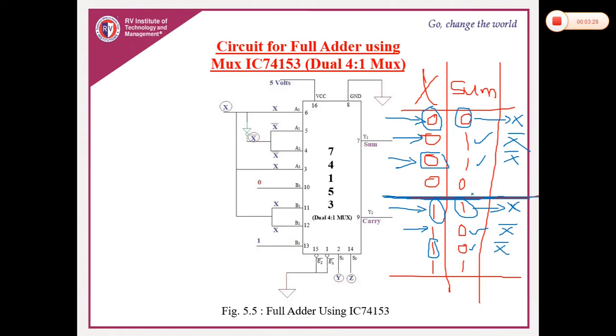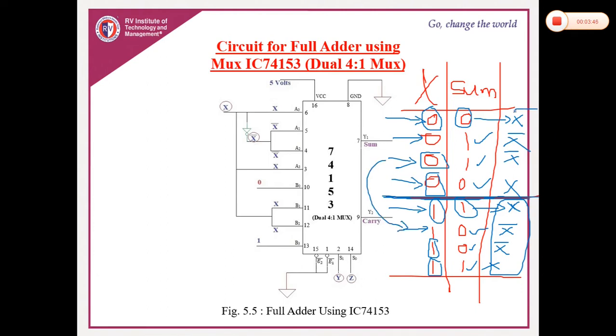The last combination, 0 and 1. Whenever X is 0, you are getting 0. Whenever X is 1, you are getting 1. Means it is following the input X. Now you can take only one part: X, X bar, X bar, X. The same thing you have to get here also.